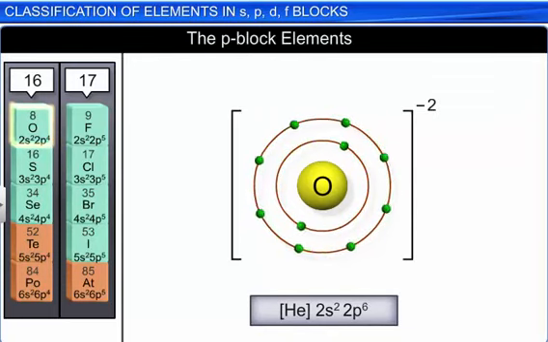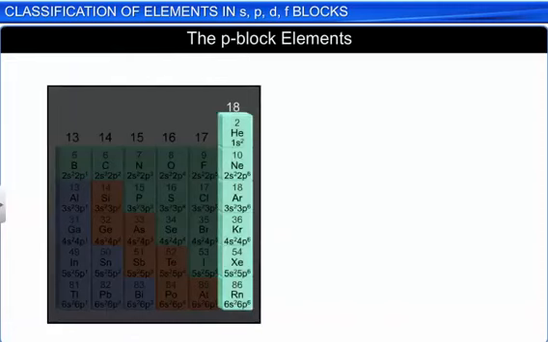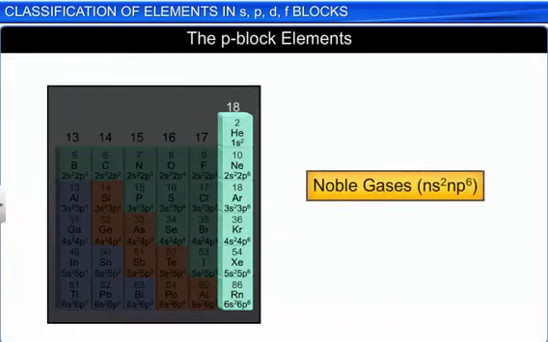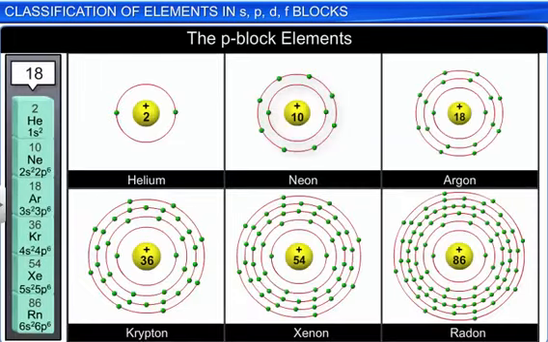The group 18 elements having the electronic configuration ns2 np6 are called the noble or inert gases. All of them exist as monoatomic gases. Noble gases exhibit very low chemical reactivity because of their completely filled outermost shell.